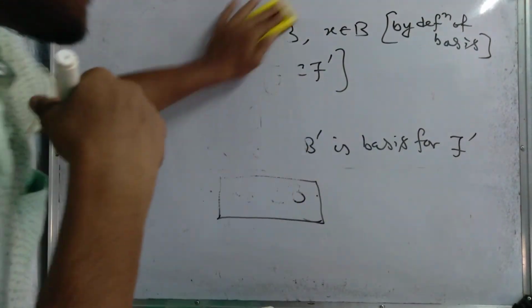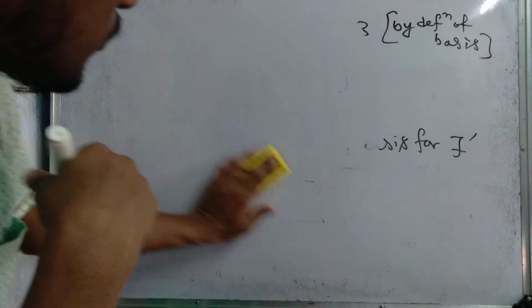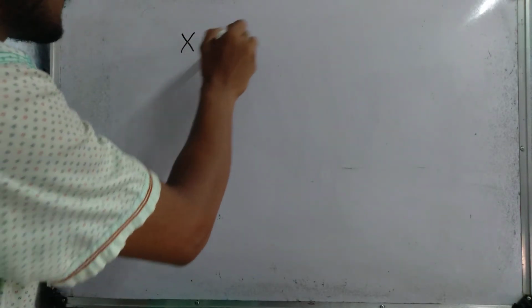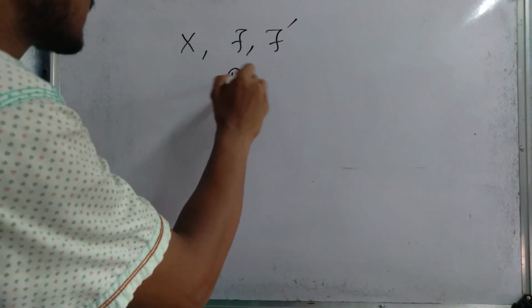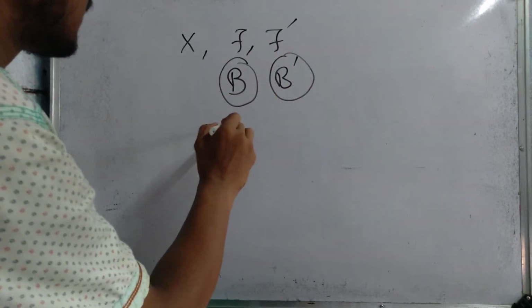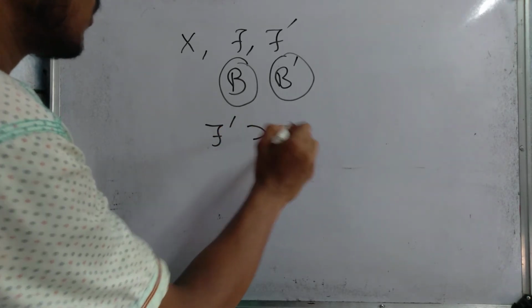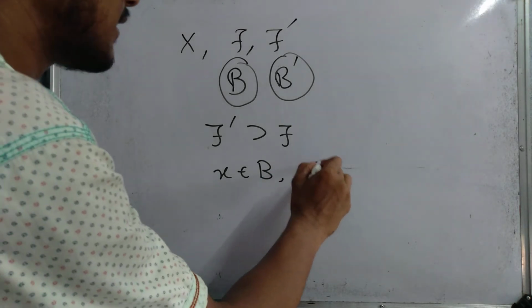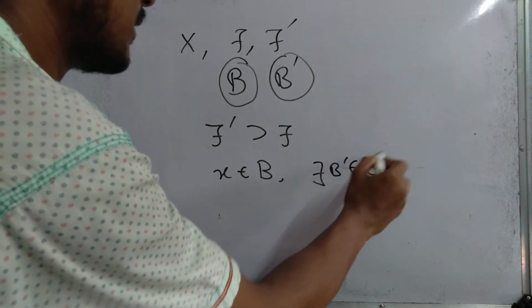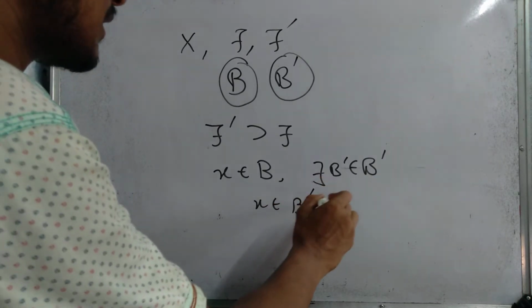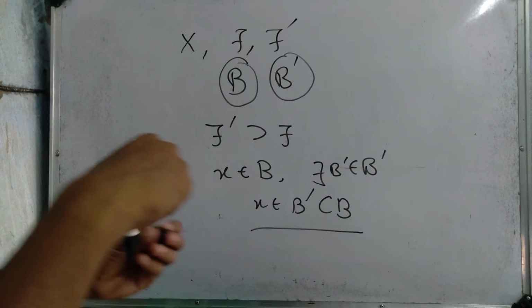So quickly we proved it, and this lemma is very important to us because we compare two topologies on some set X. These two topologies are tau and tau dash, and script b and script b dash are the bases. Then we find if tau dash is finer than tau, then for x belonging to b we find beta dash belonging to script beta dash, x belongs to beta dash, a subset of b.